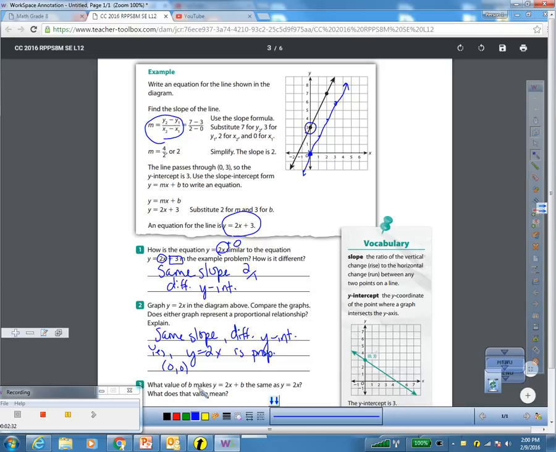Next, what value of b makes y equals 2x plus b the same as y equals 2x? And what does that value mean? Well, if the y-intercept is 0, so if it has 0, 0, or the origin as its y-intercept, that means it's proportional. So that answers that question there. So 0 would have to be there. And you could also write it like this. That means the same thing. Okay? All right, next page.